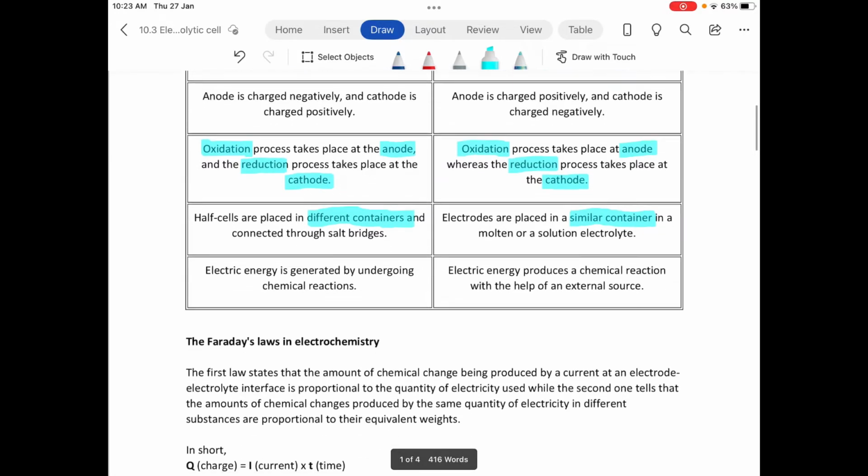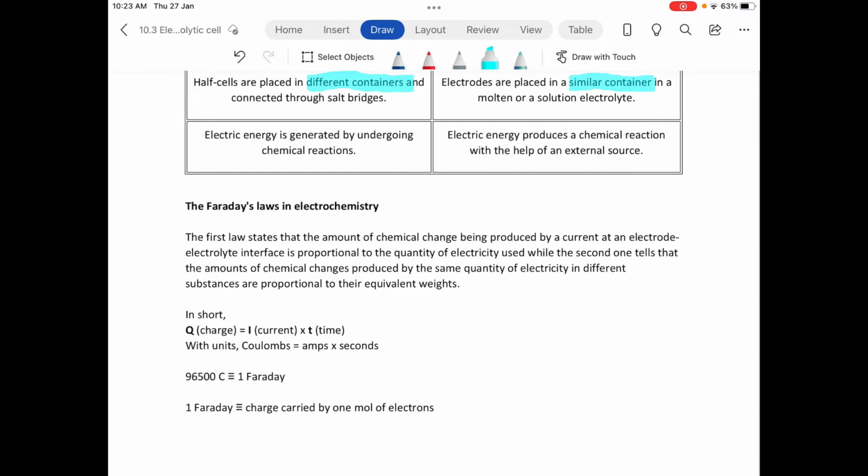Next, we move to the part where we learn how to solve problems in electrolytic cell, which is Faraday's law. We will use Faraday's law to solve mathematical problems in electrolysis. Where do we use Faraday's law? Basically Faraday's first law states that the amount of chemical change produced by a current at an electrolyte interface is proportional to the quantity of electricity used, while the second law tells that the amount of chemical change produced by the same quantity of electricity in different substances is proportional to their equivalent weight.